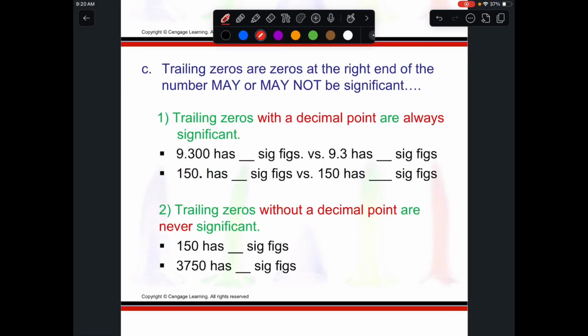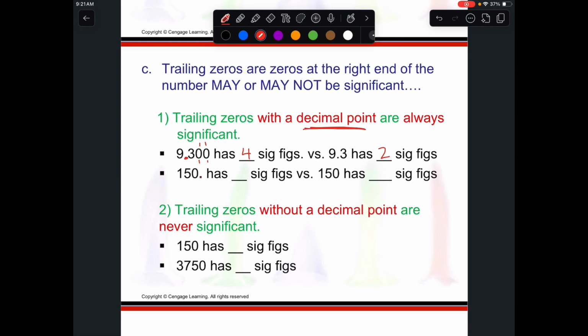All right, trailing zeros. Trailing zeros are zeros at the end, and they are the trickiest to figure out if they're significant or not. So trailing zeros with a decimal point. So the decimal point really here is the big sticking point. So because this has a decimal point, that makes these trailing zeros significant. So 9.300 has 4 sig figs, where 9.3 only has 2. Okay, so this decimal place makes these trailing zeros significant.